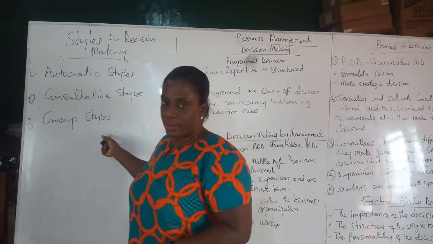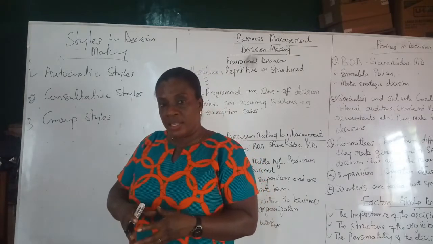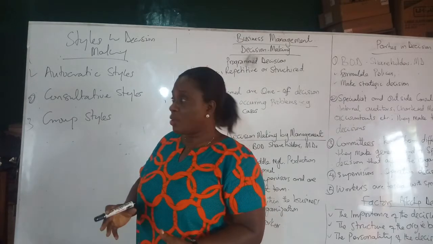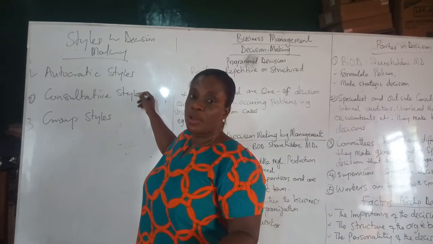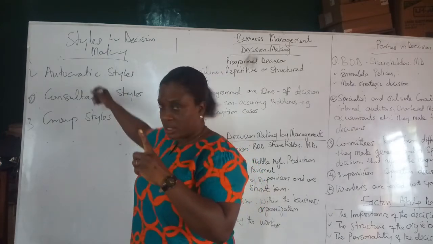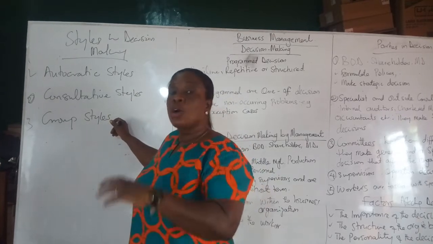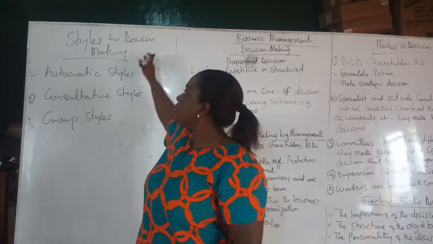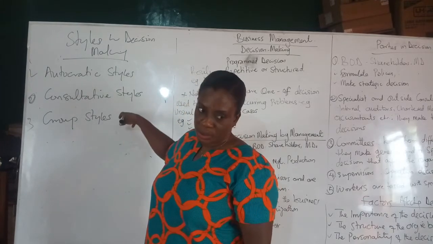But with the group style, he consults a lot of people, and the majority will carry the vote. Whatever the people say is what the decision will be. I hope you get the difference, especially between the consultative and the group. With the consultative, he hears a lot of views, but he makes the sole decision from the lot that he has heard. But with the group style, he consults a lot of people, and what the group says is the decision he takes. So these are the three styles in decision making: autocratic style, consultative style, and group style.